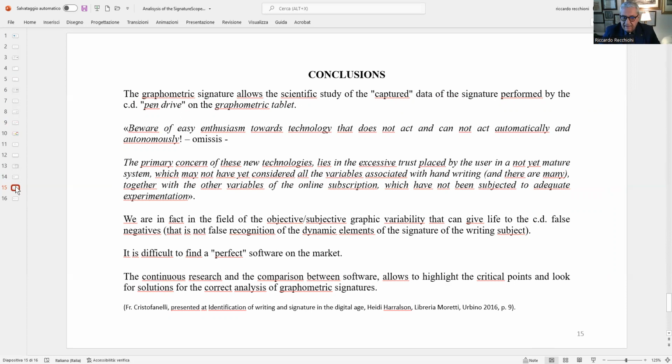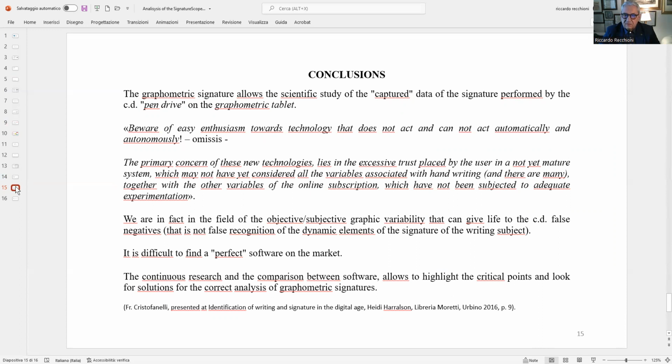So says Heidi Eriksson in her book. We are in fact in the field of objective and subjective graphic variability. They can give rise to false negatives, that is, non-recognition of the dynamic elements of the signature of the writing subject. It is difficult to find a perfect software on the market.